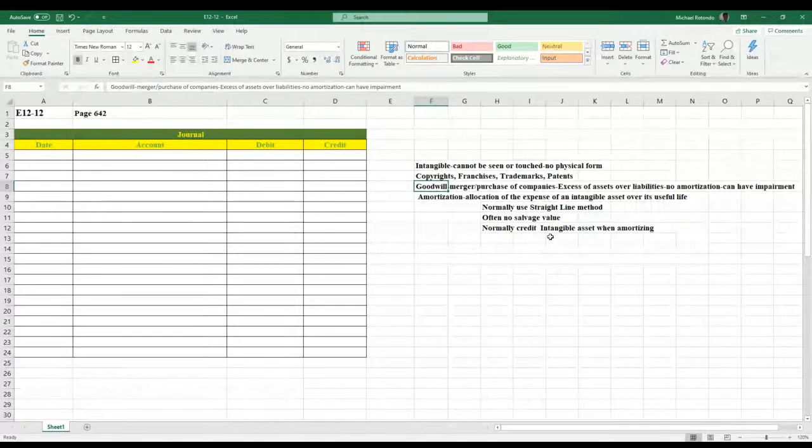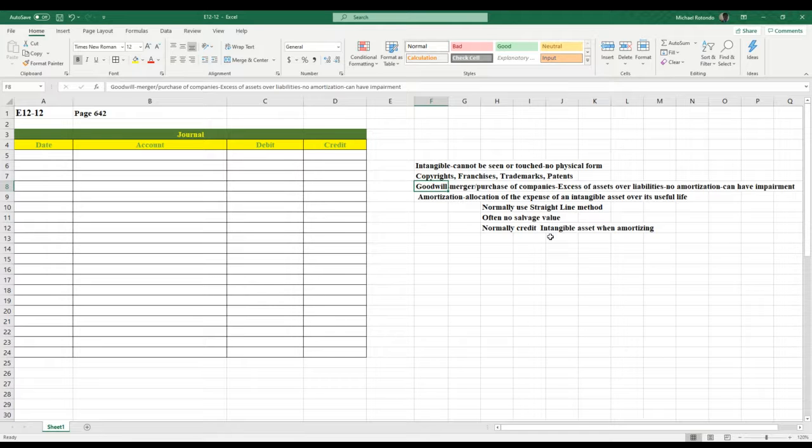Okay, so goodwill, again, is one of those things that can only come from a merger or a purchase of a company. Goodwill should not be lost, and they used to amortize it over 40 years, but now they're saying you should not lose your goodwill. In other words, if I bought a McDonald's franchise, I have the name, I should be able to keep that goodwill in people's minds, okay?